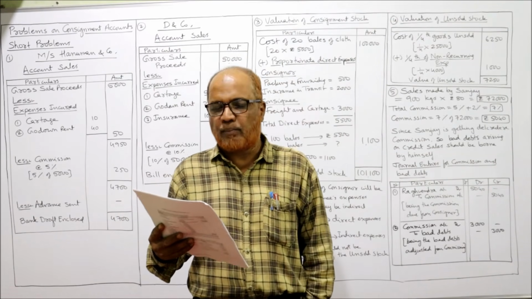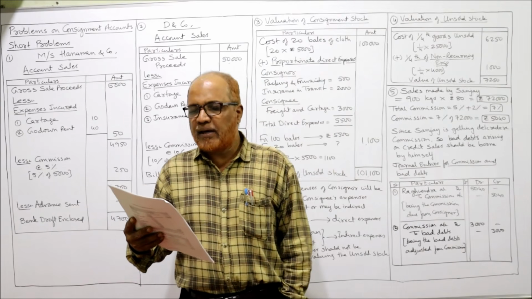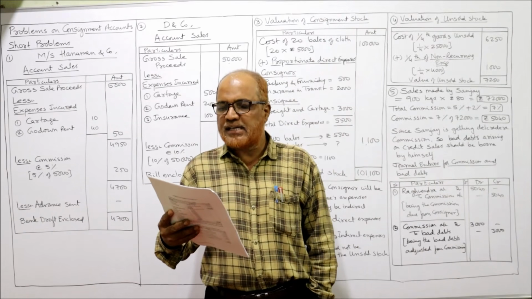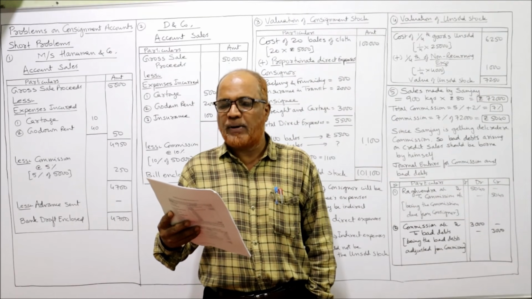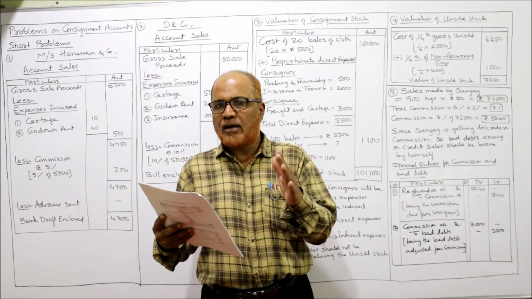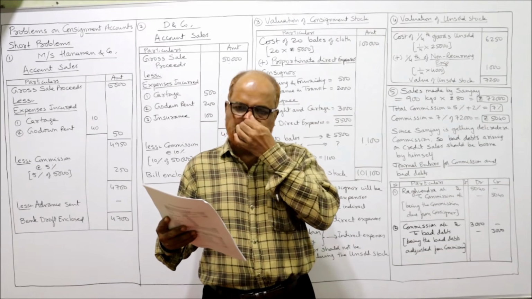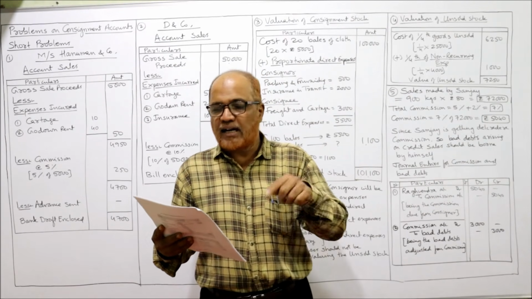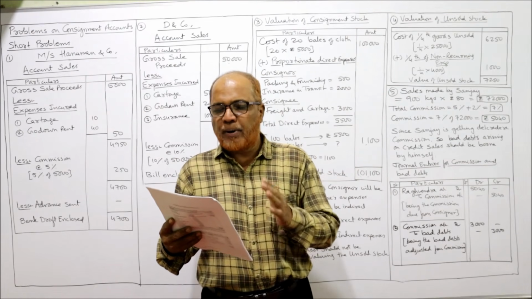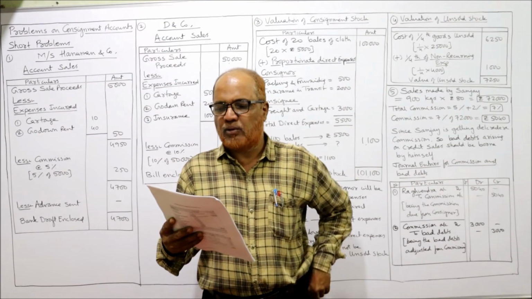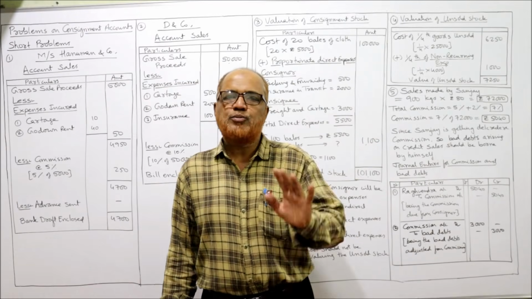First short problem. Messrs. Ram and Company of Calcutta consigned 100 cases of candles to Messrs. Hanuman and Company of Mumbai. So Ram and Company of Calcutta is the consignor. He is sending the goods. And the consignee is Hanuman and Company, that is the consignee in Bombay. Prepare an account sales from the particulars. This is the first problem.